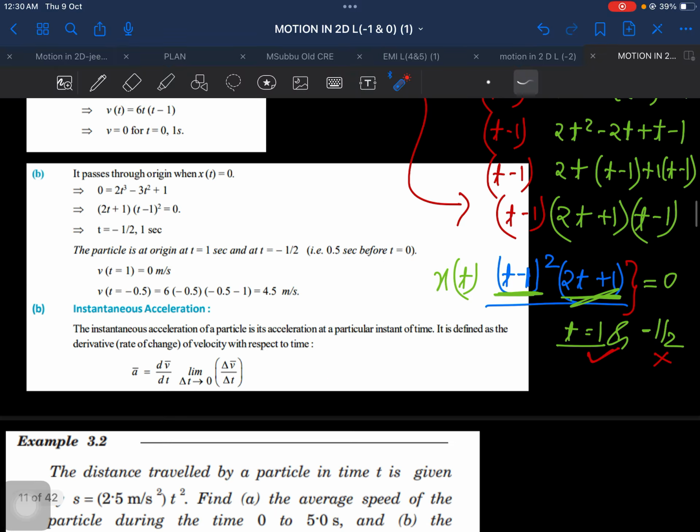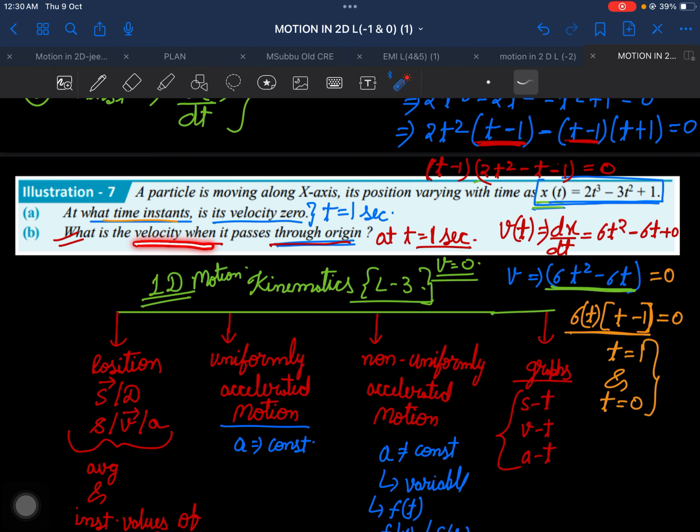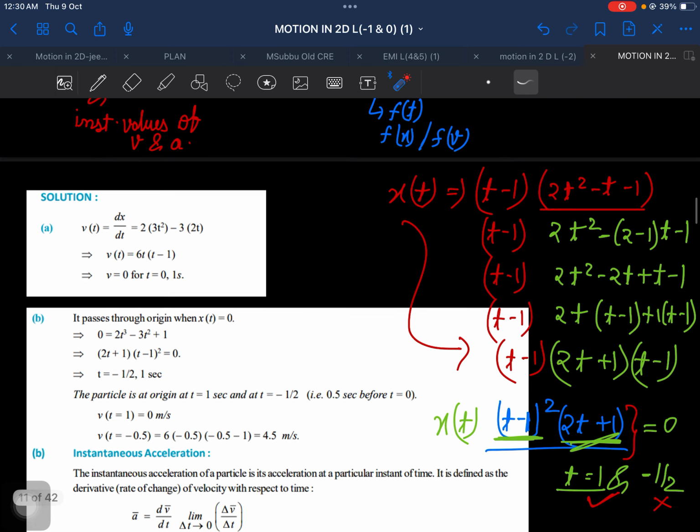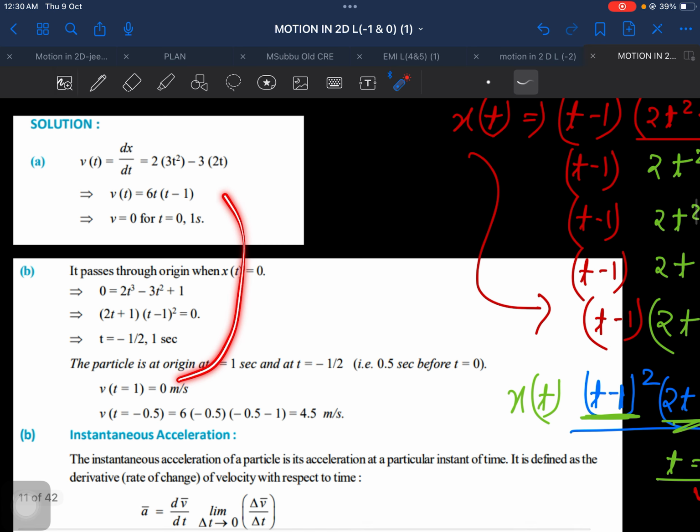Right? It's fine. Then when it passes through origin, what is the velocity, right? So when it passes through origin, what will be the velocity at that particular time? When it passes through origin means you have to make xt equal to 0. You have factorized this, you got this. Just check. You will make it 0, minus half and 1 are the solutions. So you will put them in the velocity equation. Okay, you have already found the velocity, clear. So there you have to make t equals 1, you will get velocity 0, and it doesn't mean anything, right? It does not mean anything.